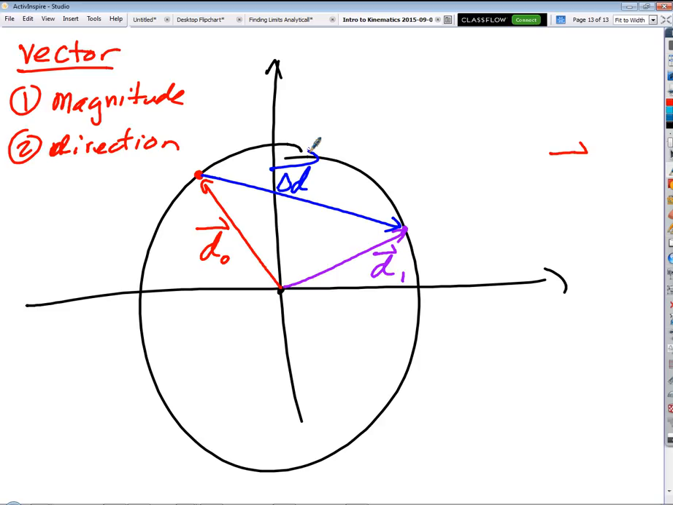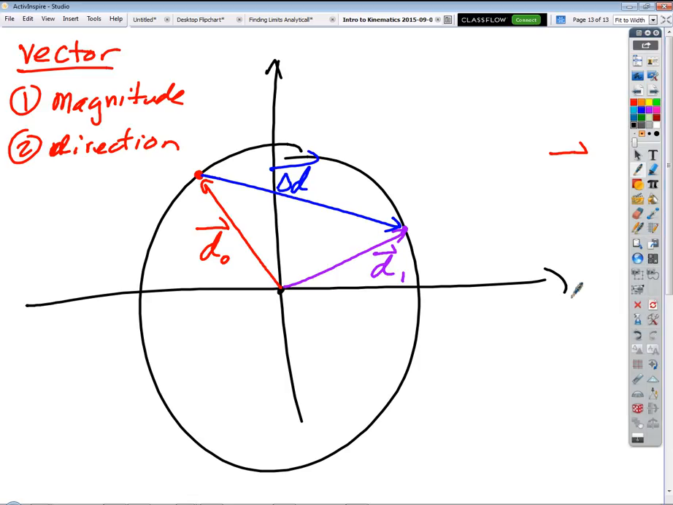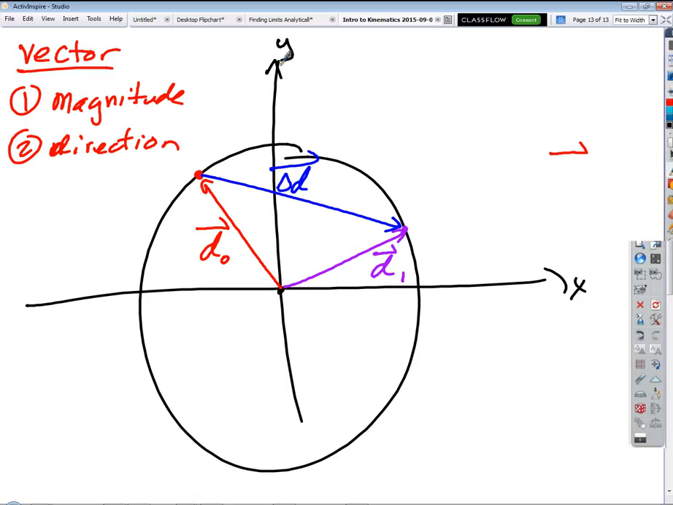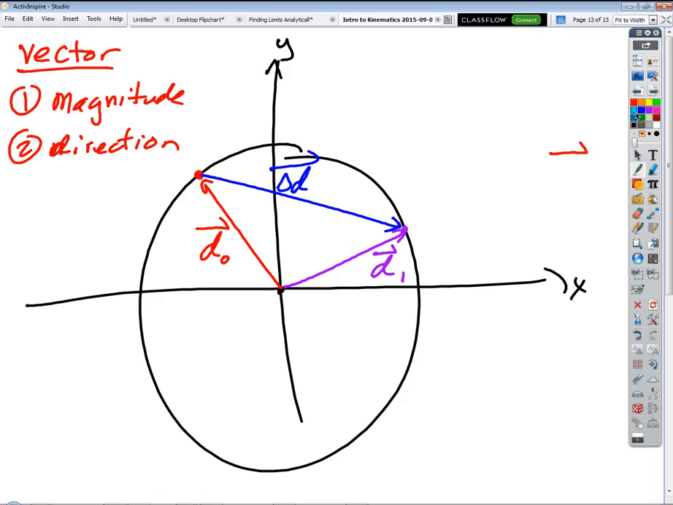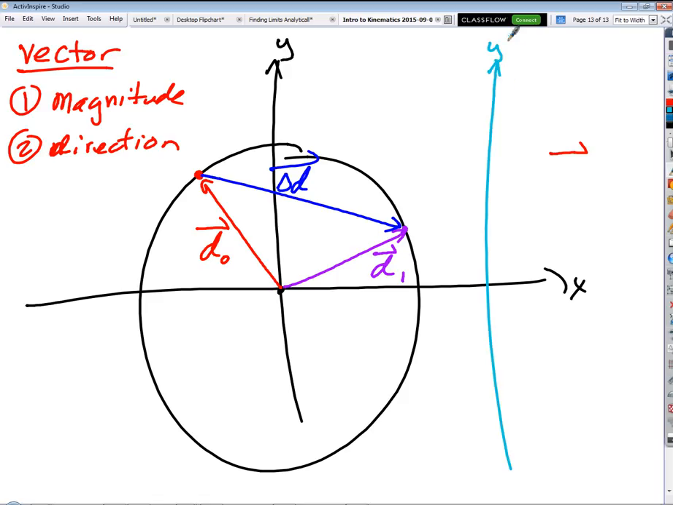I'm going to play a trick on you now. Let's take the same situation, but I'm going to define a new coordinate system. Instead of this being my XY coordinate system, let's pick a different one. Let's pick, how about this one right here, where this is my new Y, call it Y prime, and this is my new X, call it X prime. So now what does my initial position vector look like? Very different, doesn't it? There's my new reference point, and there's my initial position, right?